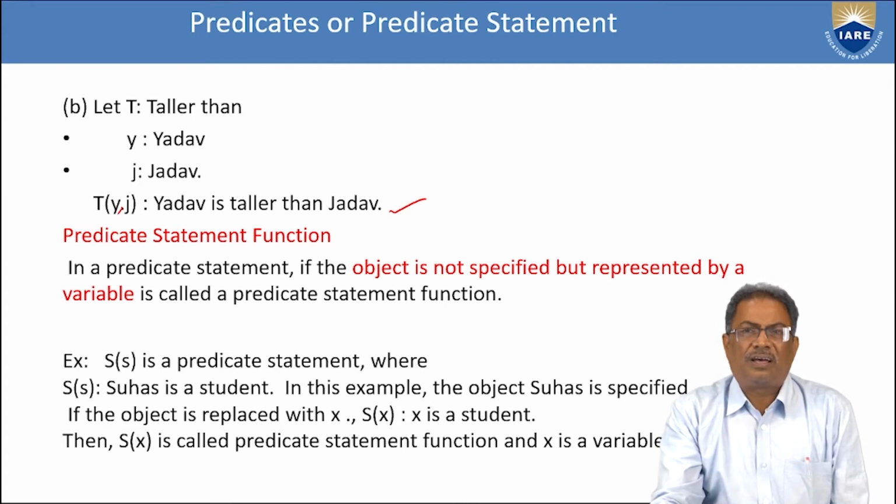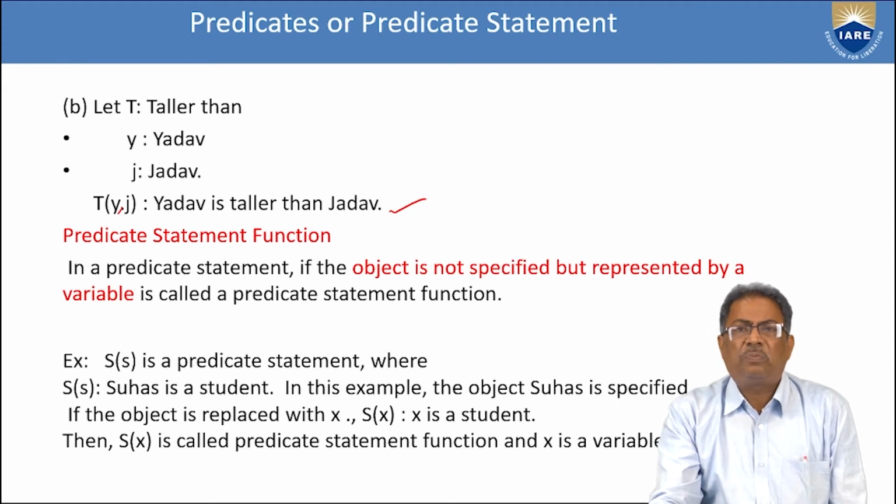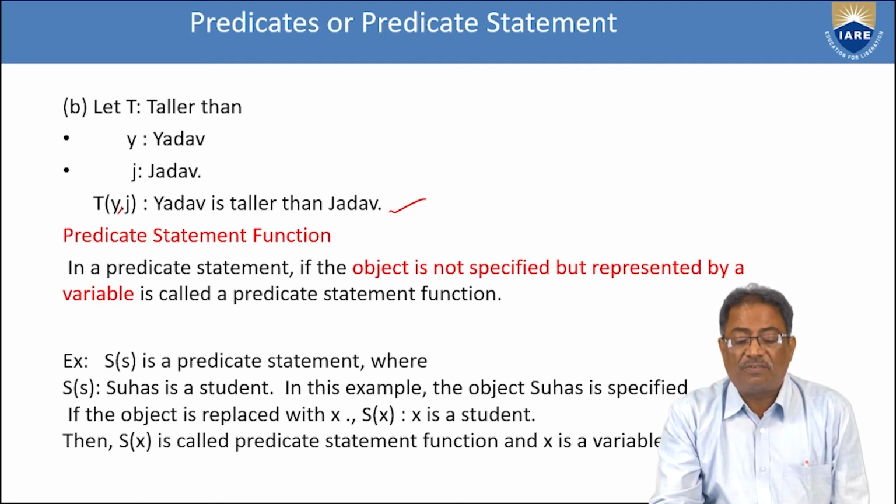So Suhas or Rani or something else were earlier mentioned as objects, or Jadav or Yadav, something else. Those places are removed by a variable. Those objects are replaced with a variable. So then we are going to say that it is a predicate statement function.